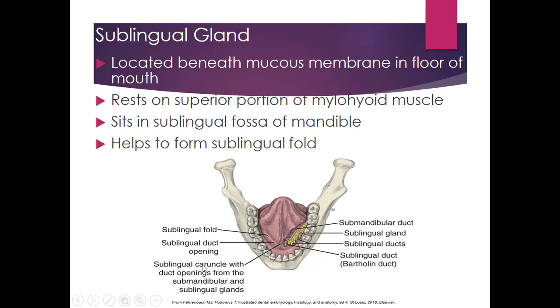So now let's talk about the sublingual gland. It's a little more anterior than the submandibular. It's located beneath the mucous membrane in the floor of the mouth. It rests on the superior portion of the mylohyoid muscle. It sits in the sublingual fossa of the mandible and helps to form these sublingual folds. So you can see the submandibular gland would be back here. This is the sublingual, and here are the sublingual ducts, and Bartholin's duct, which also comes through the sublingual caruncle there.